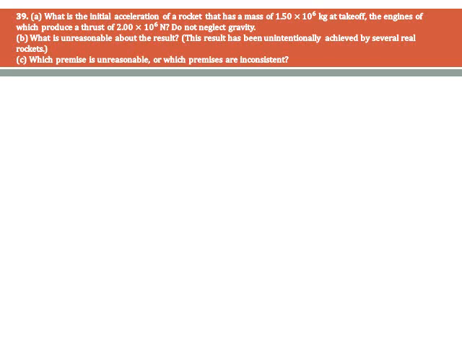Do not neglect gravity. This is a question that actually talks about unintentional results, so something you don't actually want to happen. So we start with the free body diagram, the thrust upward, the force of gravity downward, and then we do our Newton's second law, net force in the y direction equals the force of thrust, which is upward, minus the force of gravity, which is downward, and that's going to be equal to mass times acceleration.